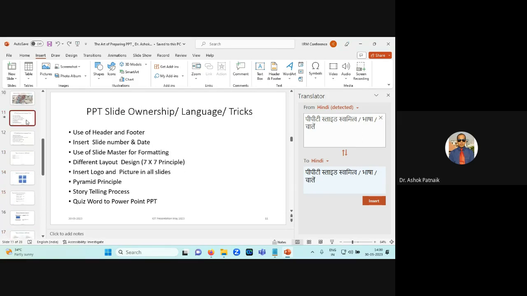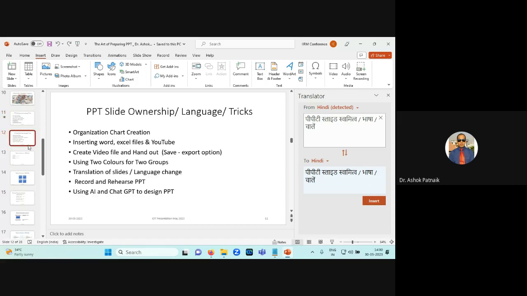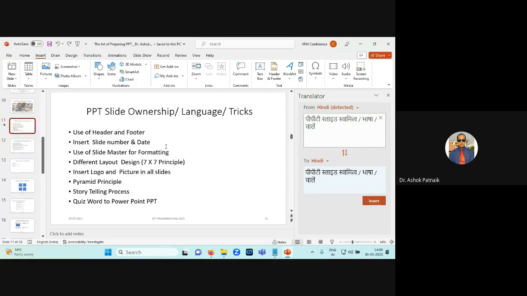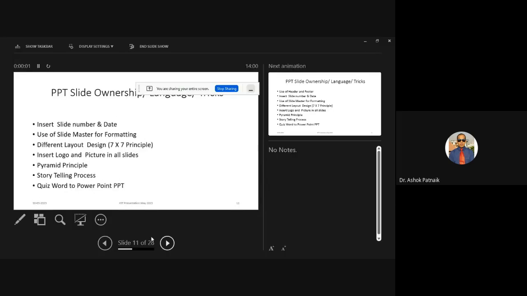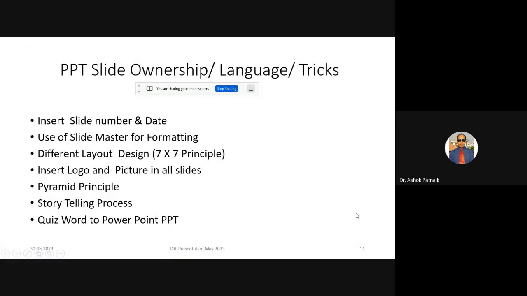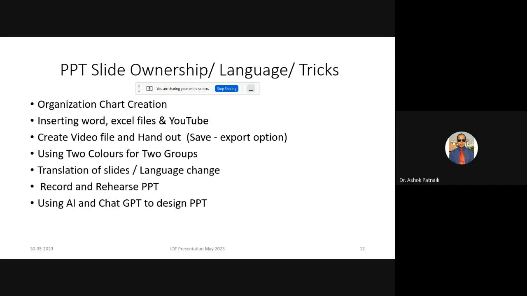Another point which I want to tell you is that when you are making these slides, you try to follow the format of 7x7, right? Where 7x7 says that there should be 7 bullet points and maximum 7 lines in case of any slide, not more than that, right? So that is a 7x7 principle. We have also another principle which is known as pyramid principle, storytelling principle. I will talk about that a little later.